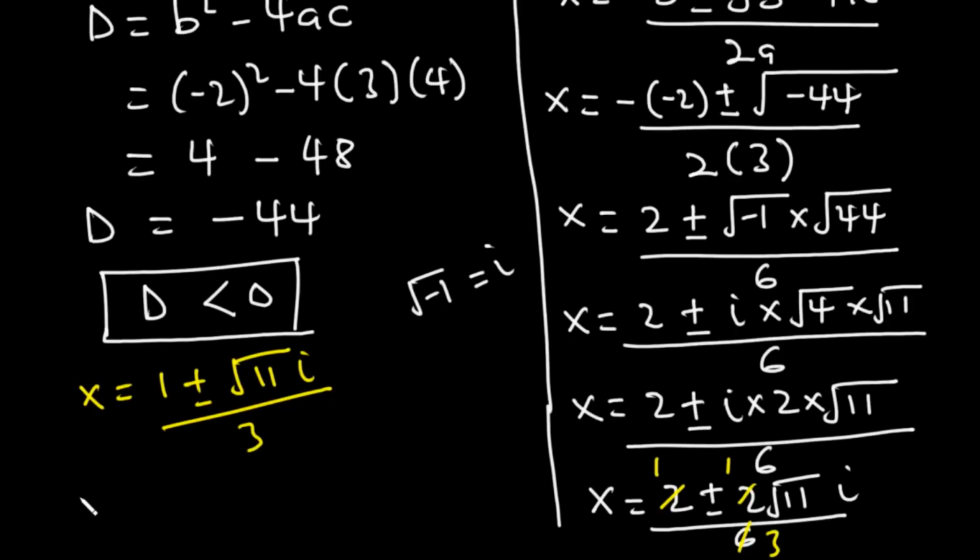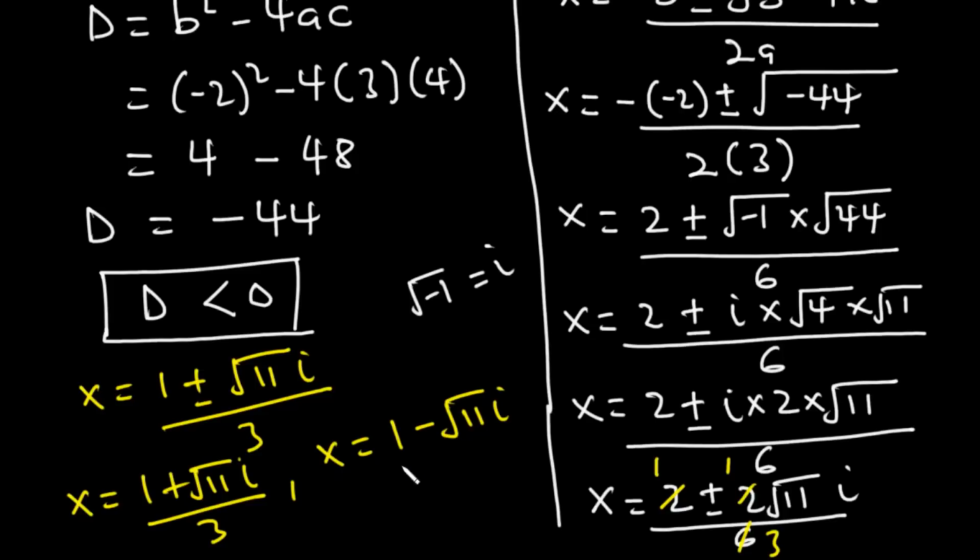So the first solution is x is equal to 1 plus the square root of 11i divided by 3, and then the second solution is 1 minus the square root of 11i divided by 3. So these are the two imaginary roots or the two complex roots of this particular quadratic equation. So in summary, the discriminant is used to determine the nature of the roots of a quadratic equation.